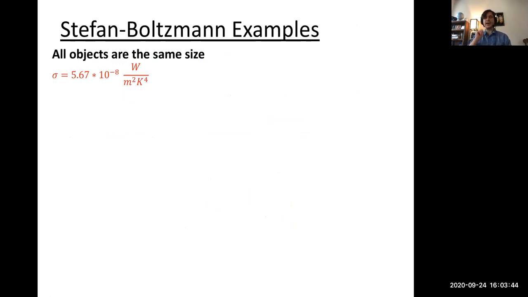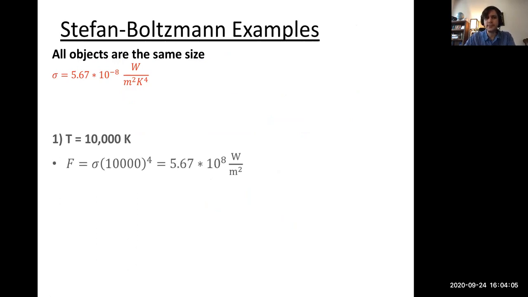Let's go ahead and walk through this just like I did with Wien's law. Let's walk through the same examples. And here I'm going to assume that all the objects are the same size. In Wien's law, the first example I did was a star with a temperature of 10,000 Kelvin, a pretty hot star. I could calculate that out.